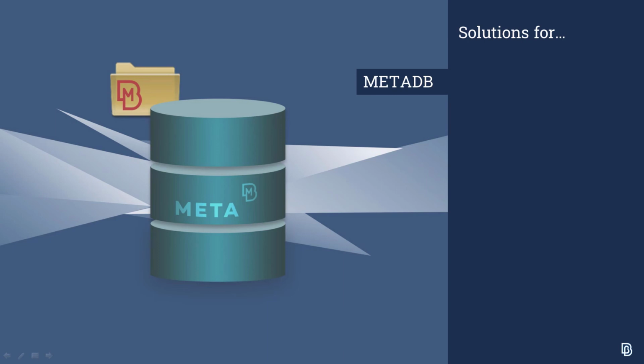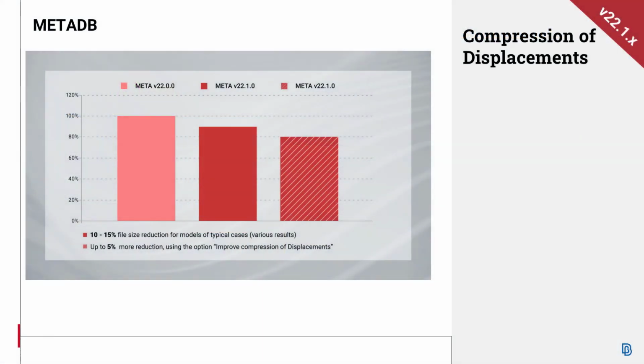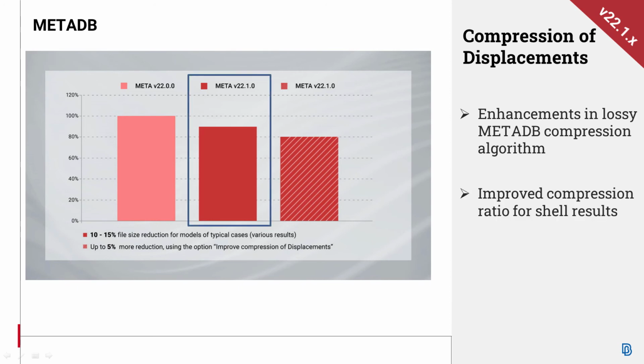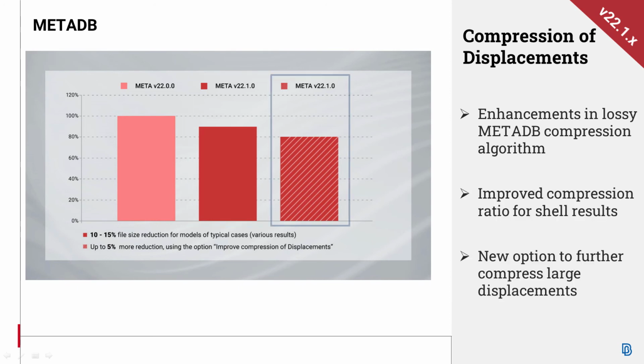Regarding solutions for MetaDB and results output, compression of displacements has been enhanced in the lossy MetaDB compression algorithm. There is an improved compression ratio for shell results in general. And finally, there is a new option to further compress large displacements.